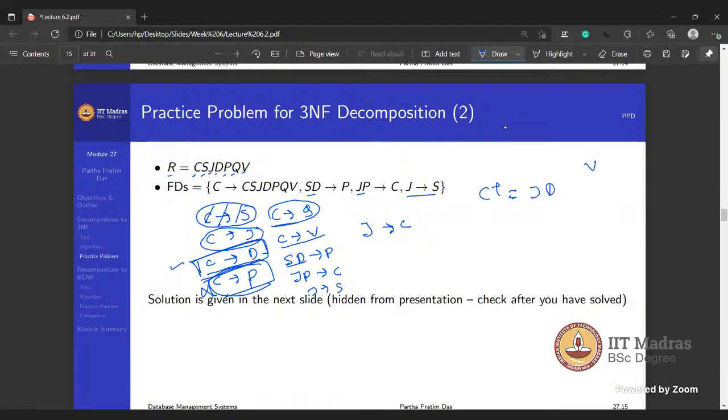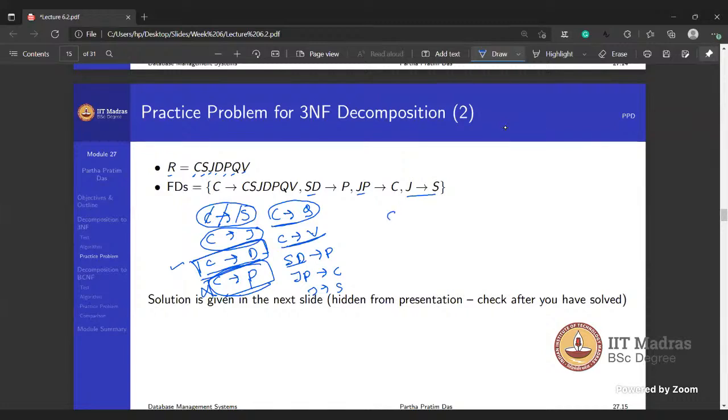J, D, P, then S. I think we cannot find C without the help of this functional dependency, so this is not an extraneous functional dependency. Okay, then we have to find extraneous attributes. First we have to remove the extraneous functional dependency. So in the final, this is the extension.